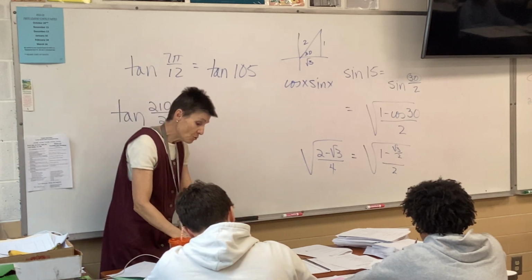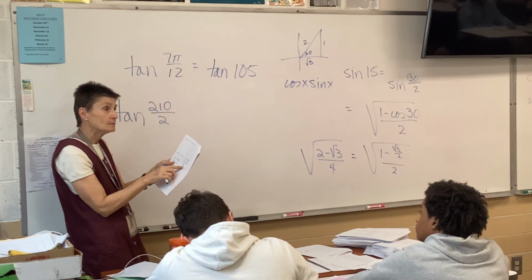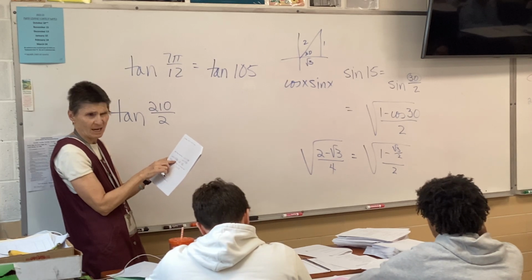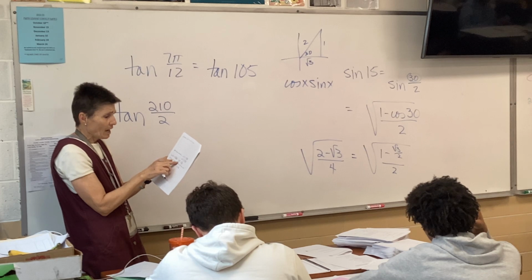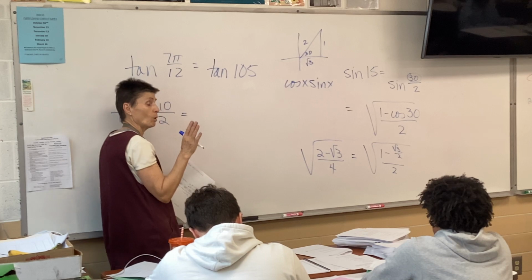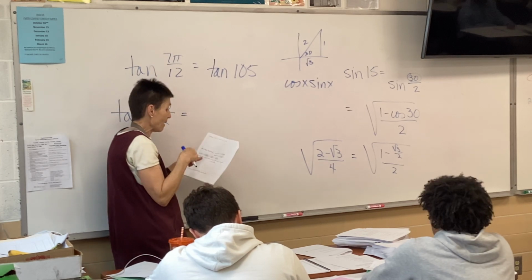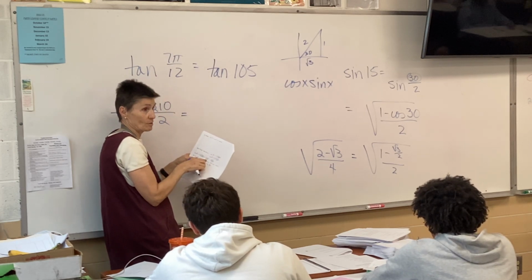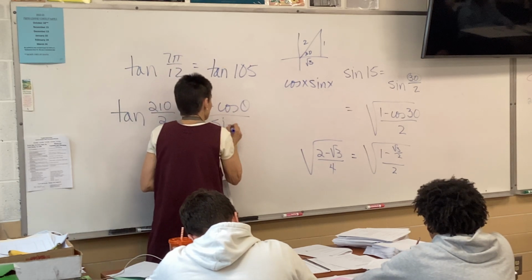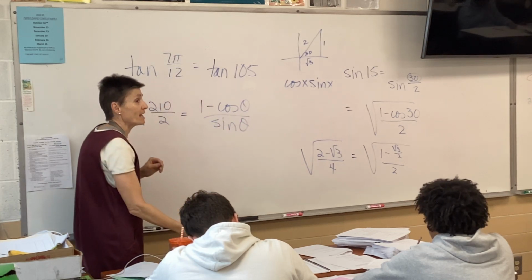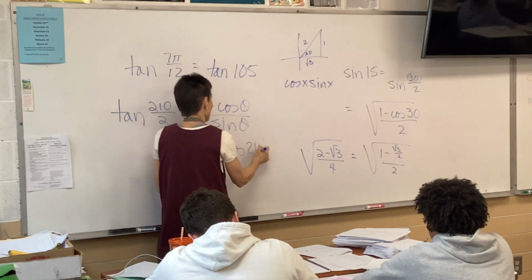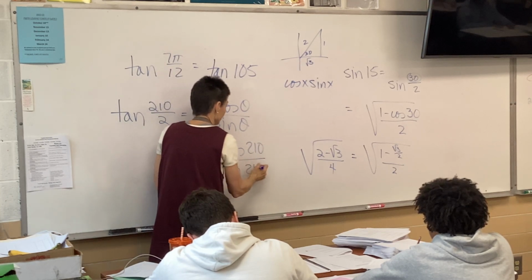Now, you have an option. The first one looks kind of scary to me. How about if we use the second one? If we use the second one, and any of them will work, I don't care which one you use. I'm being lazy and saying the second one looks easier than the first one. So 1 minus cosine over sine. What's my theta? 210. So 1 minus cosine 210 over sine 210.